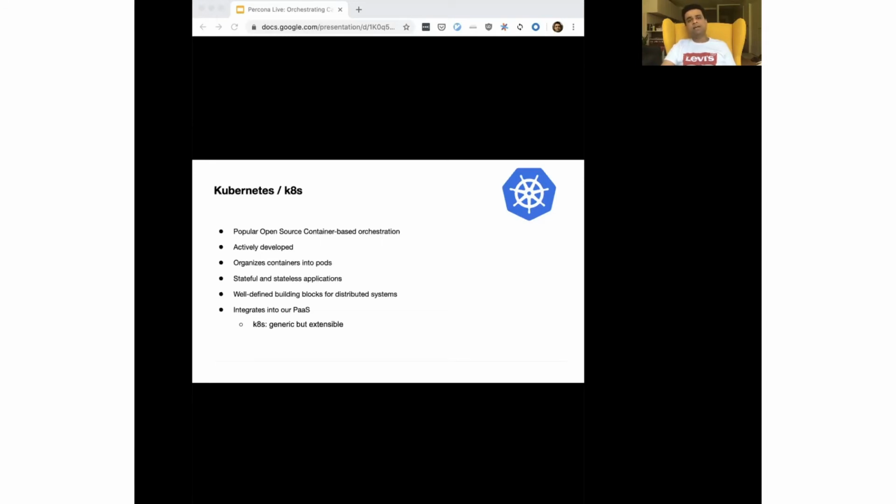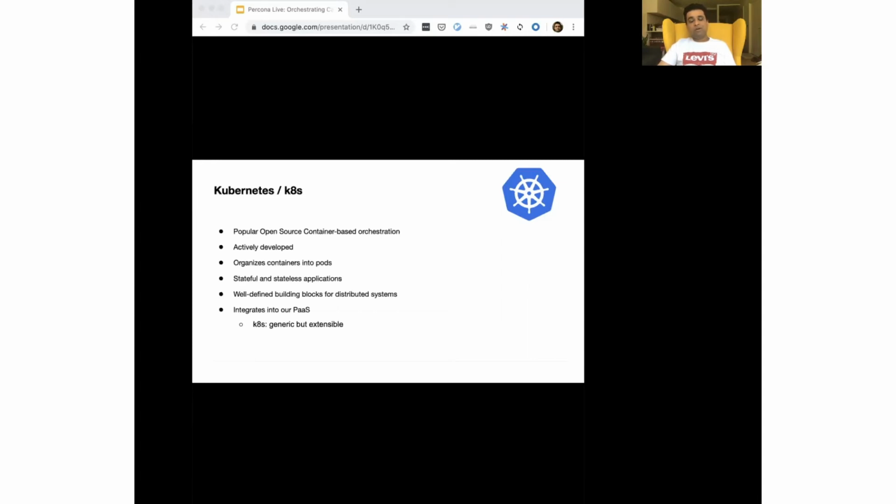It organizes the containers into what are known as pods, which, when I talk about the Cassandra pod, will become more clear. And more importantly, it integrates pretty well into our platform as a service. Platform as a service is a category of cloud computing services that provides customers a way to manage the distributed system. And mature infrastructures such as ours tend to have a platform as a service, which tends to be quite opinionated, idiosyncratic, and quite specific to that organization. On the other hand, Kubernetes is quite generic.